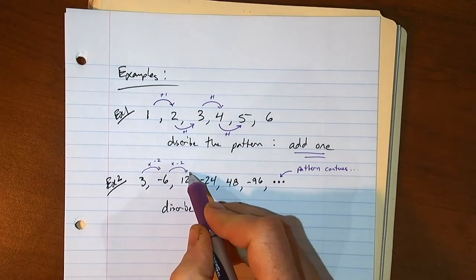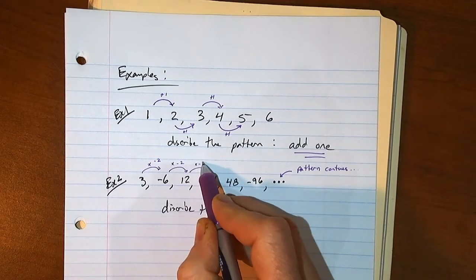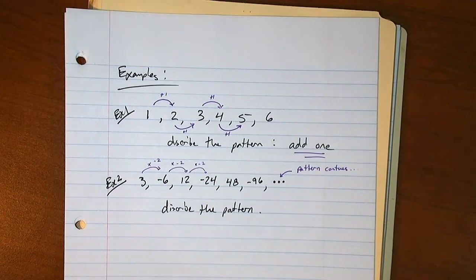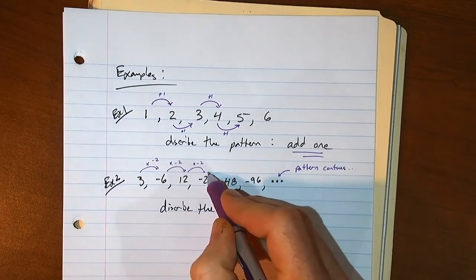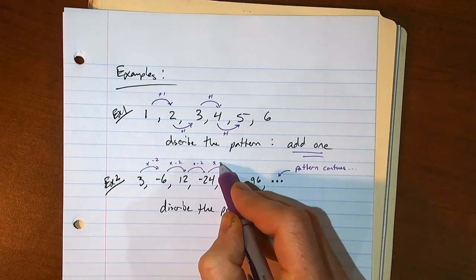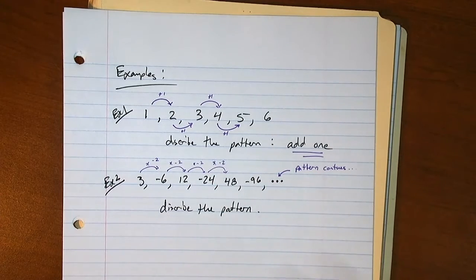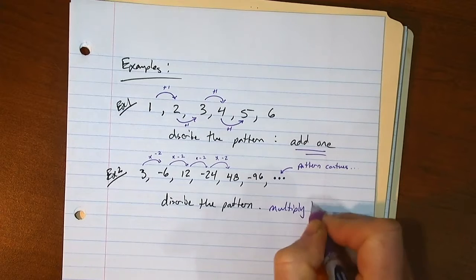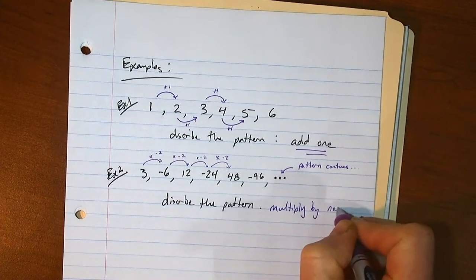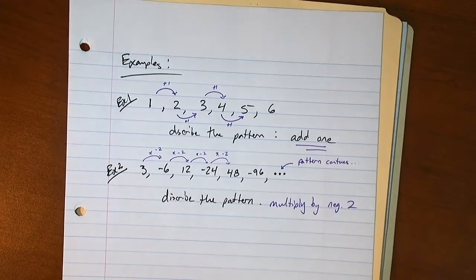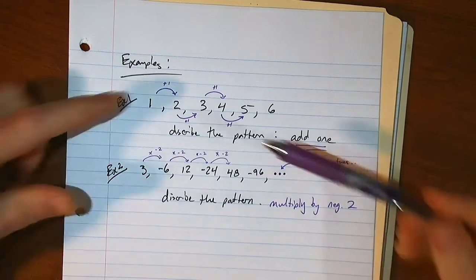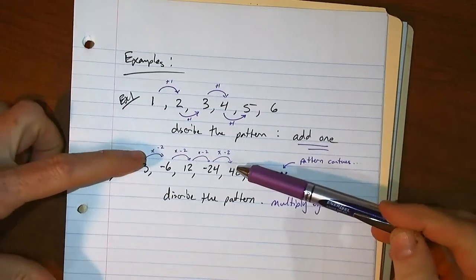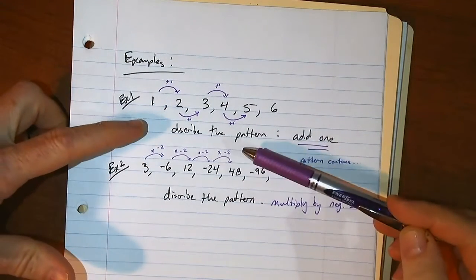12 times -2 equals -24. So this seems to be a situation where the pattern is multiplying, and specifically, I am multiplying by a -2. Okay, so one thing to keep in mind as you're looking for patterns, the pattern could be adding, the pattern could be multiplying. So you'll have to explore both of those.